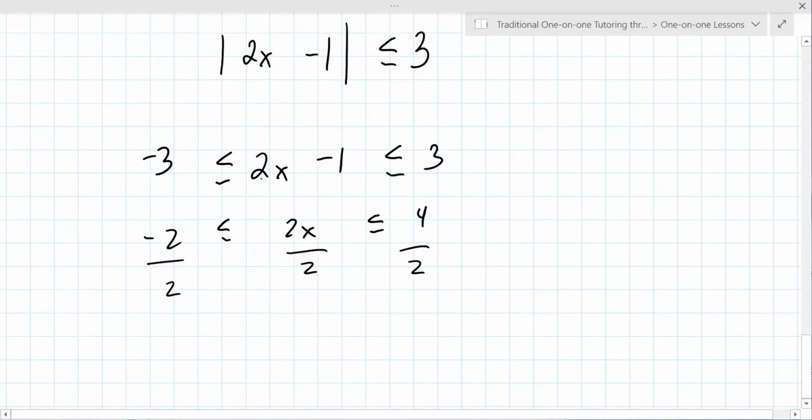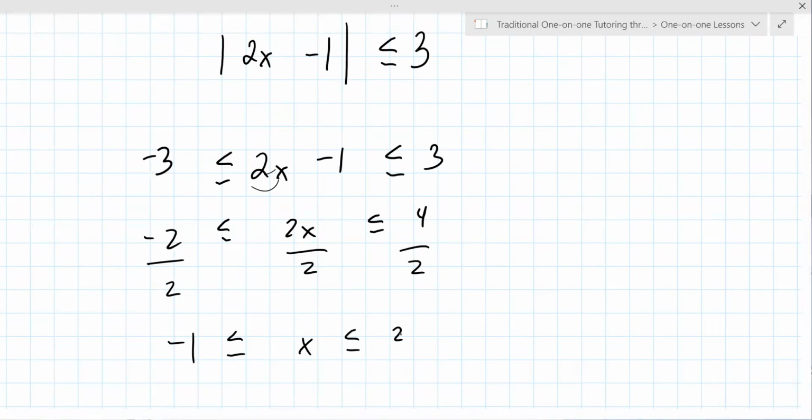Don't you have to divide by 2 now because you got 2x? Oh, right. And then that would just be 2 is less than or equal to x, which is less than or equal to 1, right? Yes. Okay.